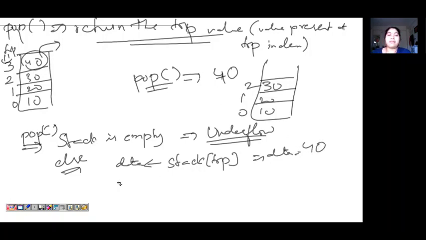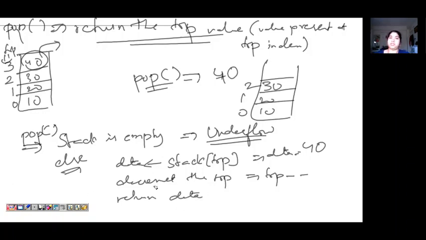Once I get it, I have to decrement the top. Because once you have deleted the topmost element, the top should be pointing to the previous index element, that is nothing but 2. That is why we decrement the top. So here I will do top minus minus. Then, if you want, you can return this element, return data. In this way you can do the pop operation.